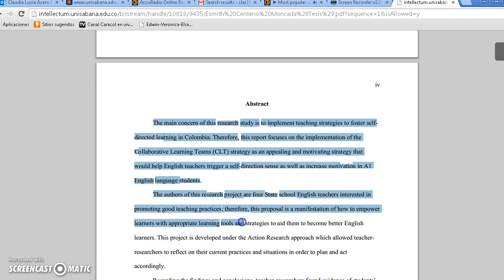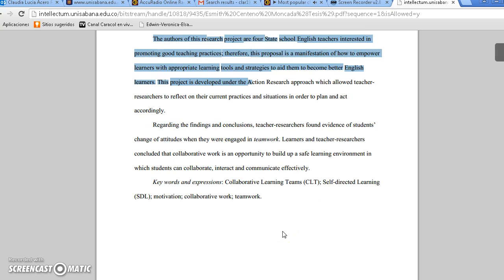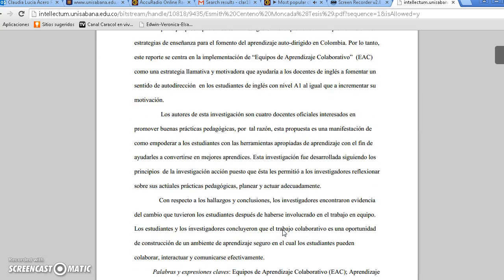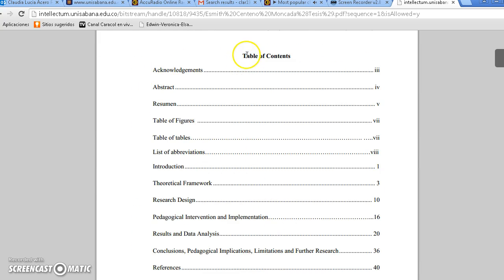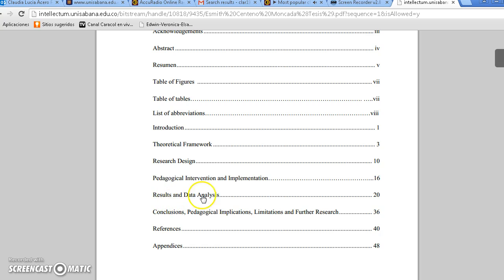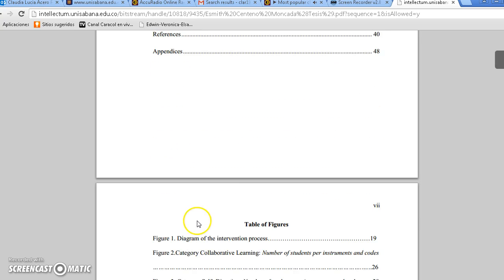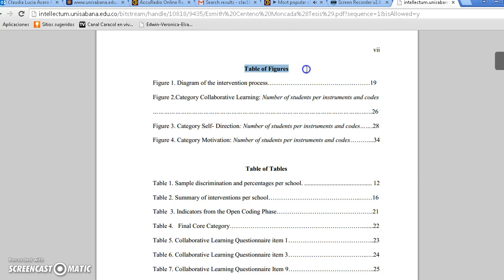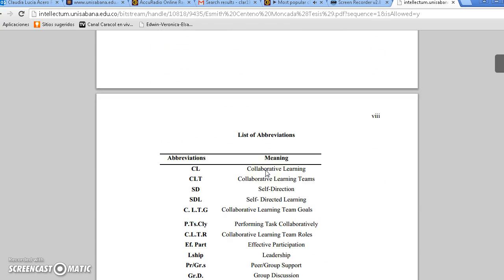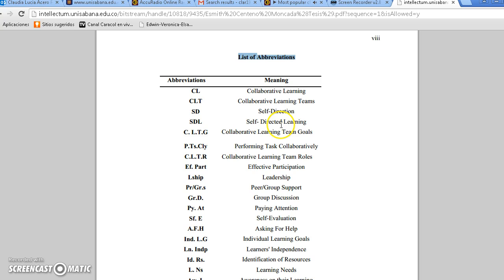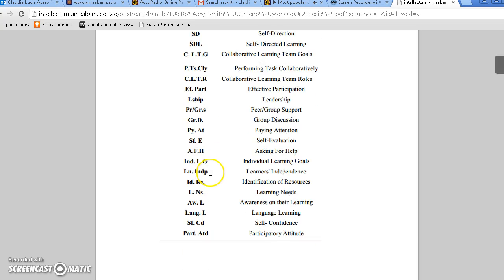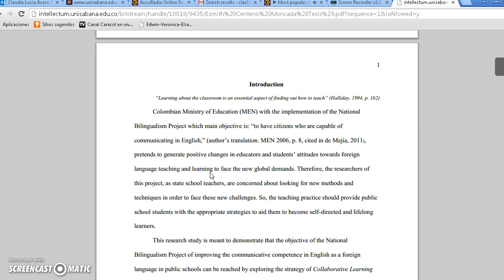The abstract is something that we will write at the end, when the project is already carried out. We need to start developing the table of contents with the sections that we can see here: an introduction, the theoretical framework, the research design, pedagogical intervention and implementation, results and data analysis, conclusions, pedagogical implications, limitations, further research, references, and appendixes, plus a table of figures, a table of tables, and a list of abbreviations that is going to help readers understand your paper.